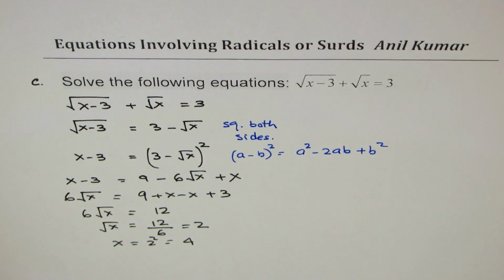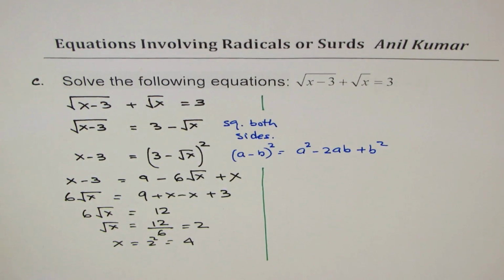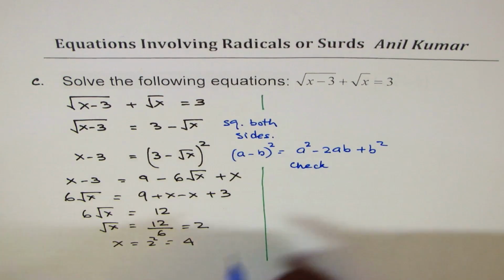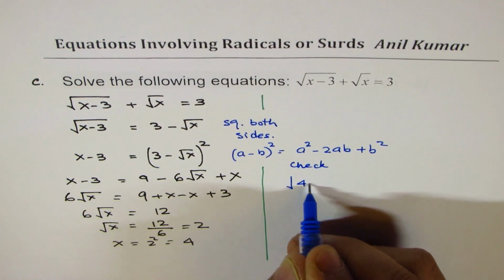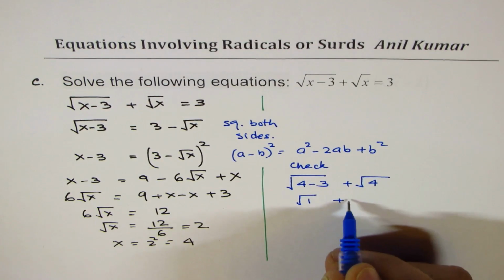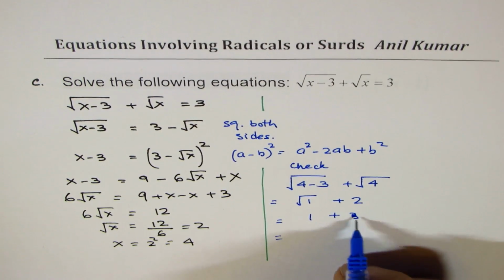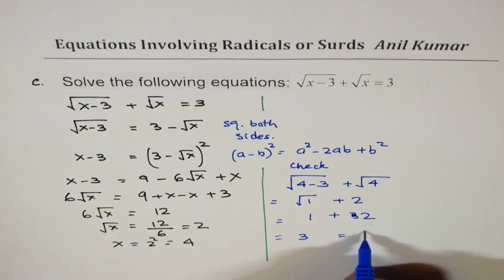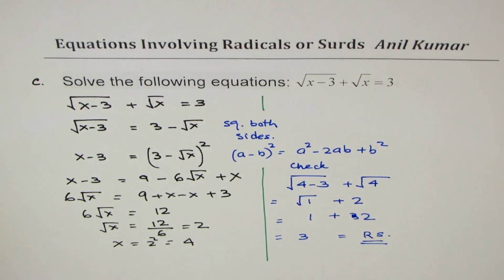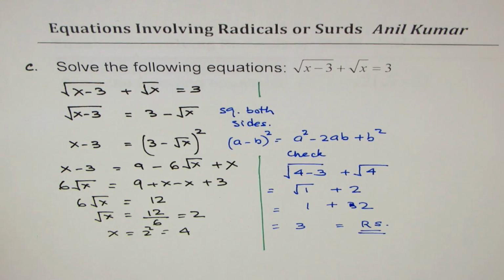The idea is to check this solution, since squaring can introduce errors, right? So let us check the solution. If I substitute 4 here, I get square root of 4 minus 3 plus square root of 4. That is square root of 1 plus 2, and this is 1 plus 2, which is indeed equal to 3, and that is the right side. Is it okay? So that is how you can actually solve such equations and check the solutions. Right? I hope that is not very difficult, and the concept is clear. This is just to make you comfortable with these steps.